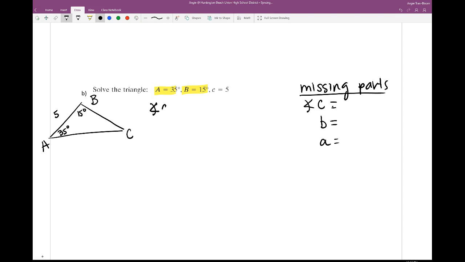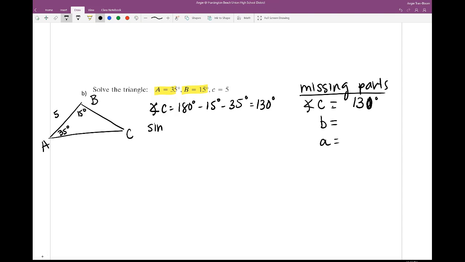So angle C is going to be 180 minus 15 minus 35. 15 plus 35 is 50, so 180 minus 50 is going to be 130 degrees. That's a really big angle. Now let's go and look for leg B first.